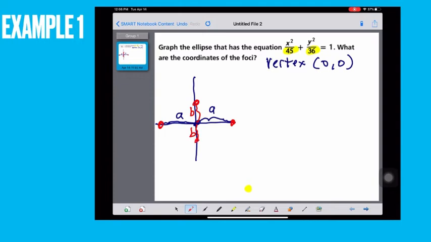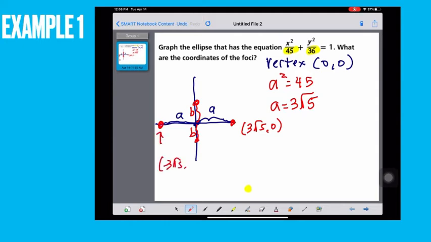those 4 points. So that's the distance of a. So by our formula, we know that a squared has to be 45. So this is the a value. So we take the square root of 45, and the square root of 45 is 3 radical 5, which is just over 6. So this here is going to be the point 3 radical 5, 0. And that point right there is going to be negative 3 radical 5, 0. So we've got those points.